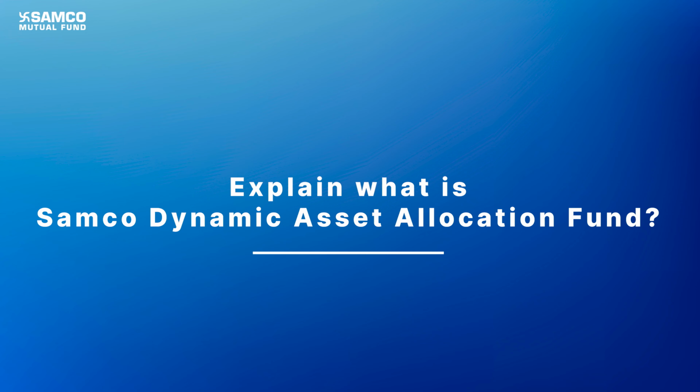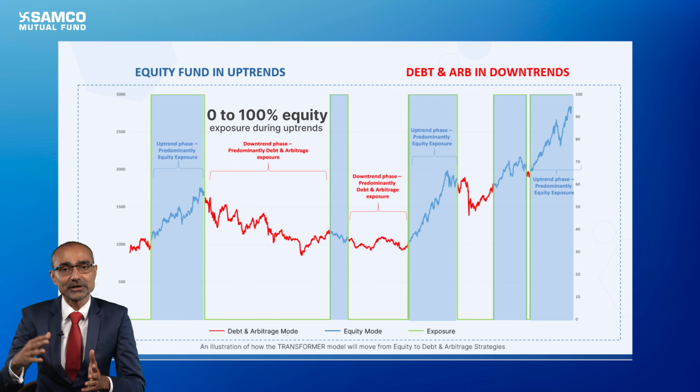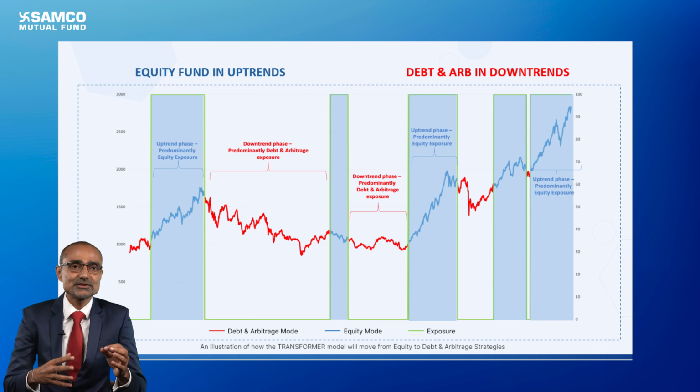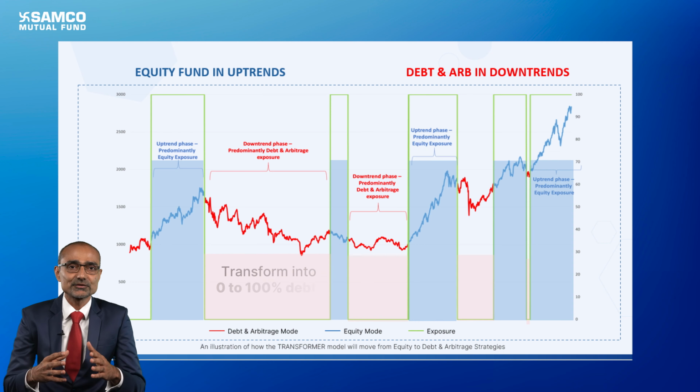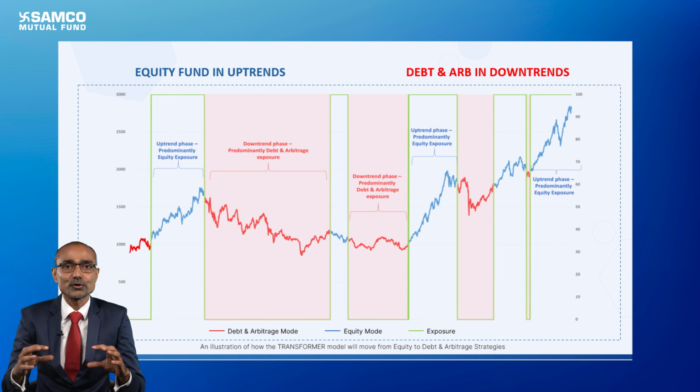Let me explain what is Samco DAF. Samco Dynamic Asset Allocation Fund, as the name suggests, offers 0 to 100% equity exposure during uptrends by investing in top momentum stocks from each of the large, mid and small cap universe, but quickly transforms into 0 to 100% debt in real time when the trend changes, using a proprietary transformer model to protect the downside, curtailing the drawdowns.